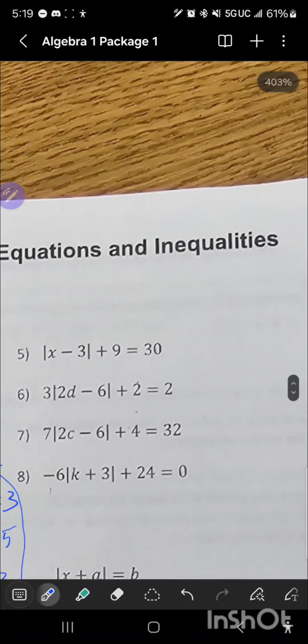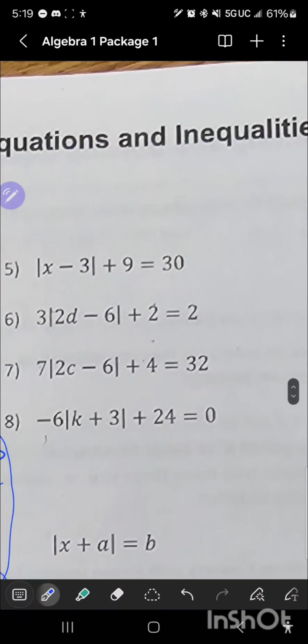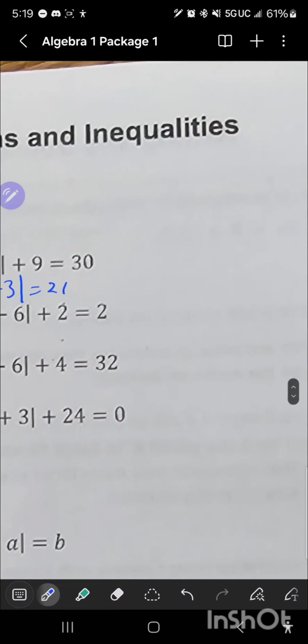Question 5. This is just the same as I explained before. We just need to leave the absolute value on one side and solve the equation. So we subtract 9 on both sides and we get the absolute value of x minus 3 is equal to 21. And so we set the expression equal to the positive and the negative.